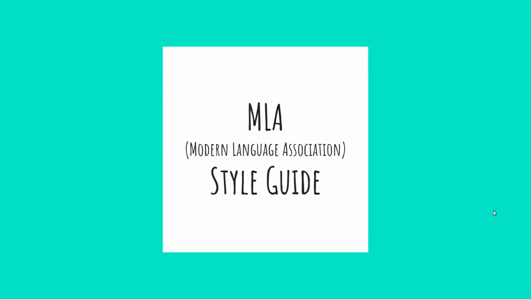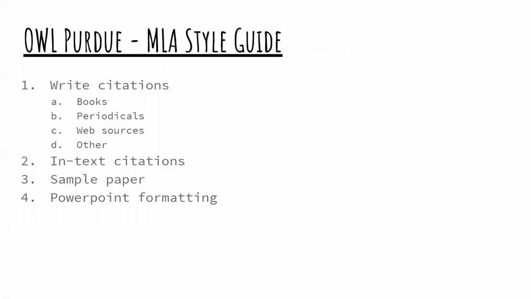So the first style guide that we're going to start with is Modern Language Association, the MLA. Again, this is the one that you're probably going to use the most often in your English and literature classes, or if you're taking a foreign language. MLA is really common in the humanities. So first I want to show you how to use OWL Purdue.